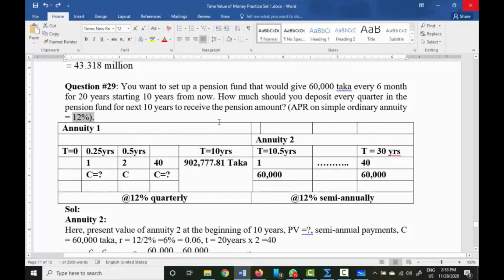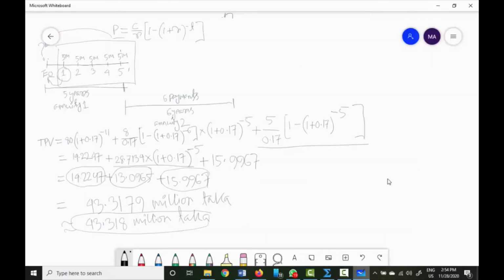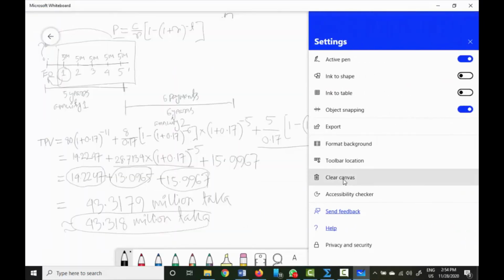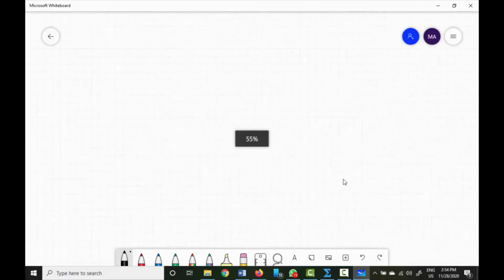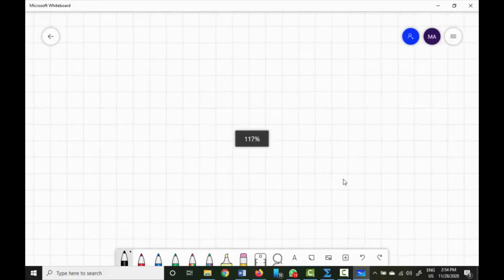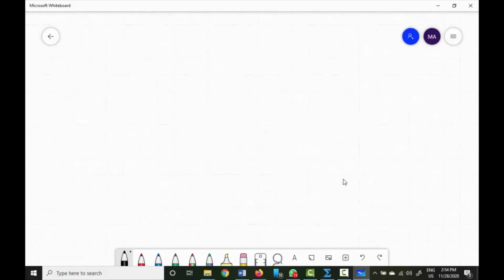Right. So I'm repeating the question again. You want to set up a pension fund that would give 60,000 taka every 6 months for 20 years. But this payment will start 10 years from now, which means, let me draw it in the time diagram. Right, so this is the time diagram.